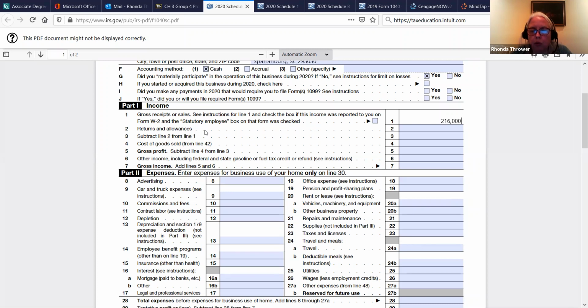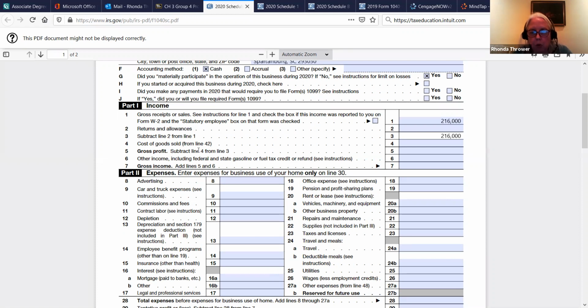Okay, they weren't selling any inventory, so there's no returns or allowances. You don't need to worry about that. And then line 3 is subtract line 2 from line 1. Well, we didn't have anything on line 2, so it's still going to be 216,000. In other words, that was the total amount of the revenue for this particular company.